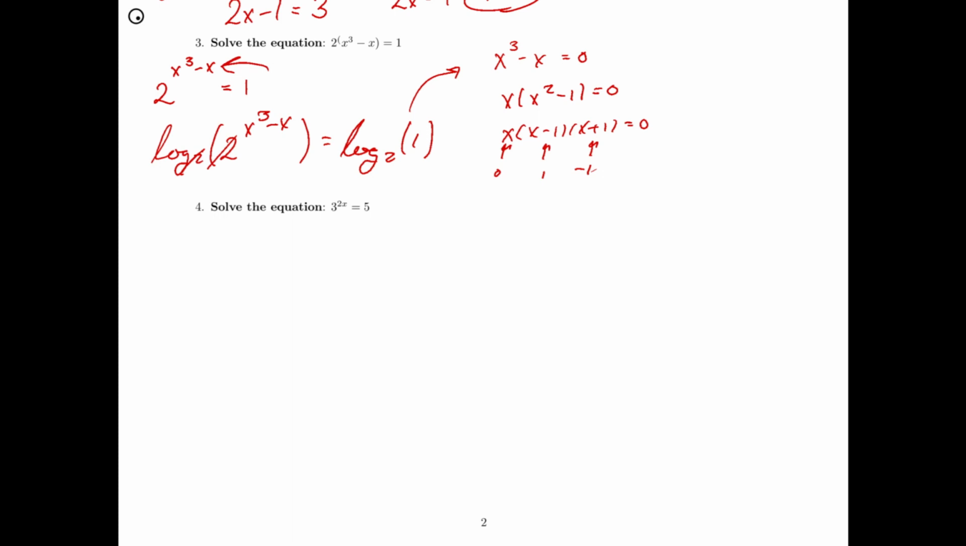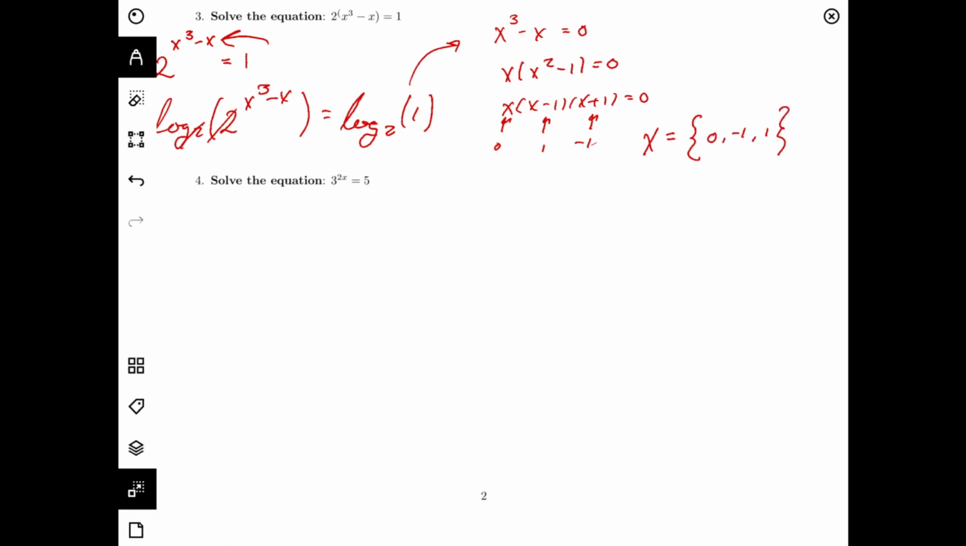And so our final answer is that x equals, I think, looking at your exam too, I think they ask you to write solutions as sets a lot. So let's write a set. I could open this with some curly braces. I could call it 0, -1, 1. Close it off with some curly braces. So there you go. That's a solution set for number 3.